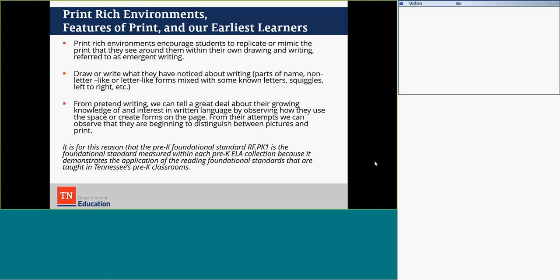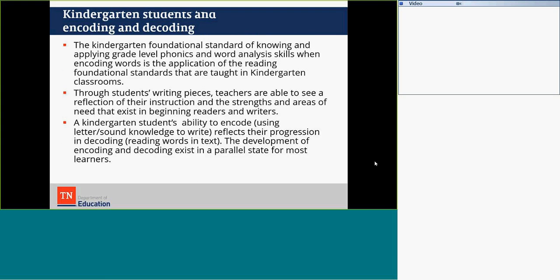And from pretend writing, we can tell a great deal about growing knowledge and interest in written language by observing how they use the space to create forms on the page. So from their attempts, we can observe that they are beginning to distinguish between pictures and print. So it is for this reason that the Pre-K Foundational Standard, RFPK1, is the foundational standard measured within each Pre-K ELA collection, because it demonstrates the application of the reading foundational standards that are taught in Tennessee's Pre-K classroom.